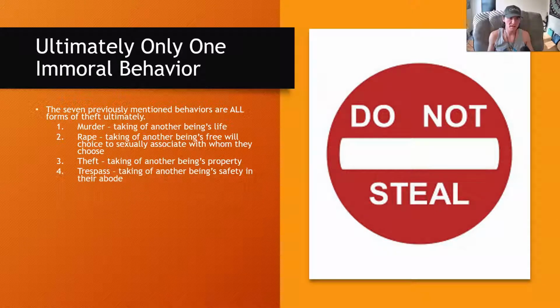And trespass is the taking of another being's safety in their abode. You've stolen from them their right to security and safety in their own dwelling place where they live. Assault is the taking of another's physical well-being. You have stolen from them their right to be left alone and remain physically unharmed.